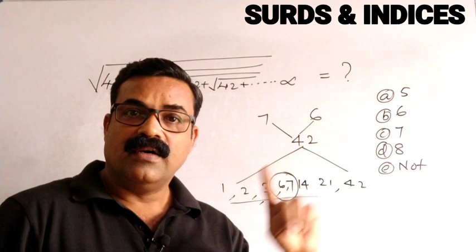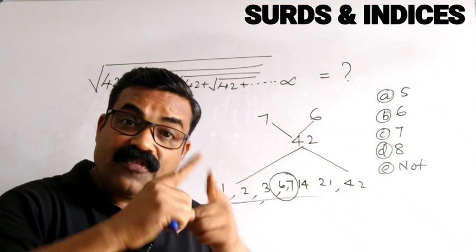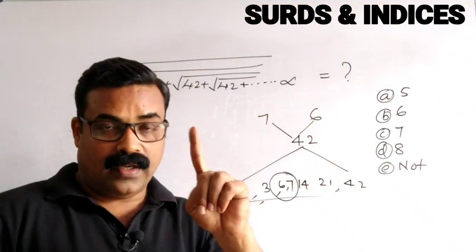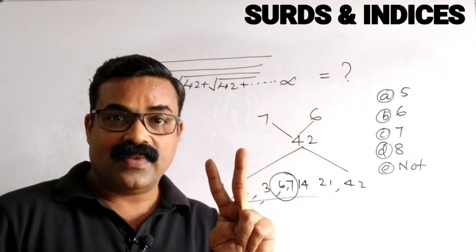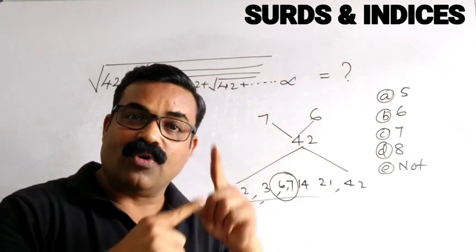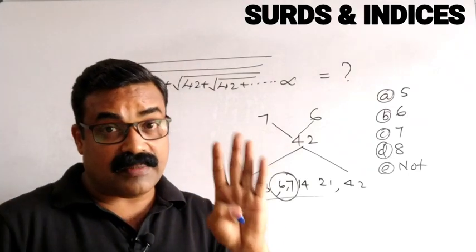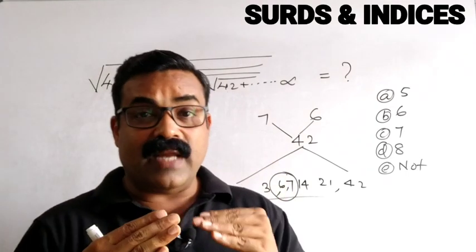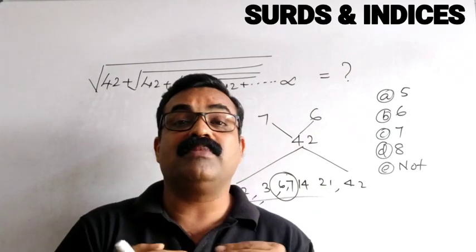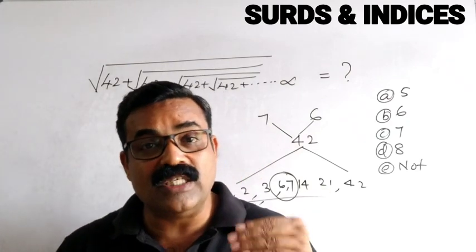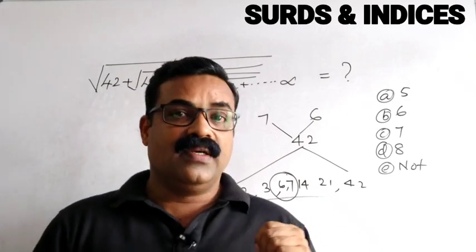7 into 6 is 42. What is the difference between 7 and 6? It is 1. So you have to select two factors whose difference will be equal to 1. Understand the concept very clearly. Why am I explaining it this way? If you understand the concept, then it becomes easy for you to solve this type of questions in the next pattern.